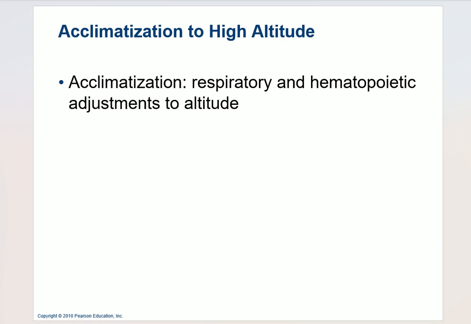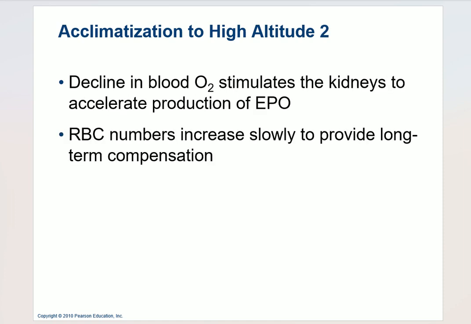Acclimatization to high altitude, we've already talked about in previous lectures, but your body's getting used to it. Respiratory rates are going to change. You're going to breathe more, and eventually your body's going to increase the amount of red blood cells to overcompensate for the lack of O2 intake. So decline in O2 can stimulate the kidneys to accelerate production of erythropoietin, which is what stimulates the making of red blood cells in your bone marrow. And like I just said, red blood cell numbers are going to increase as long-term compensation for factors that are environmental.